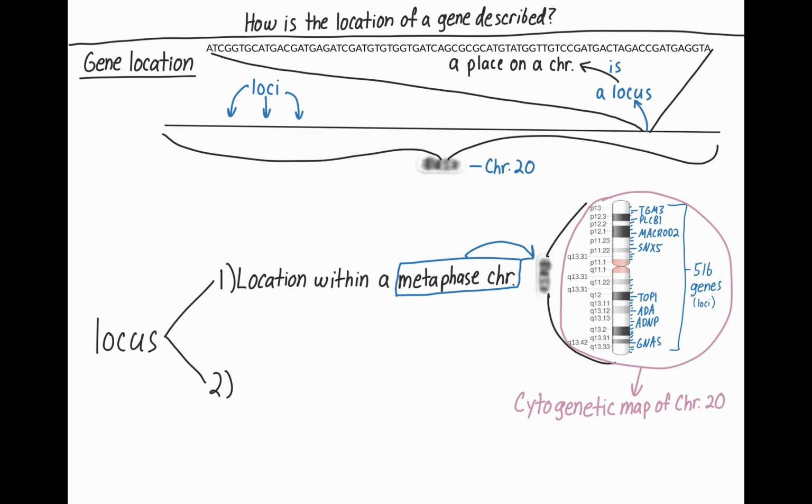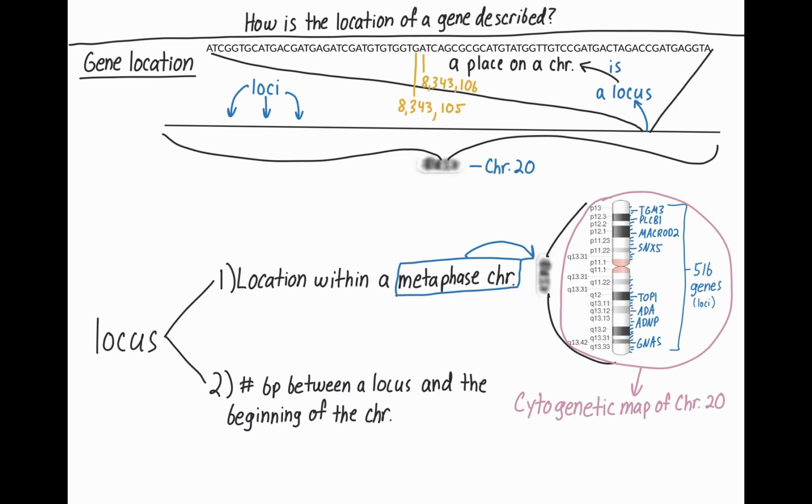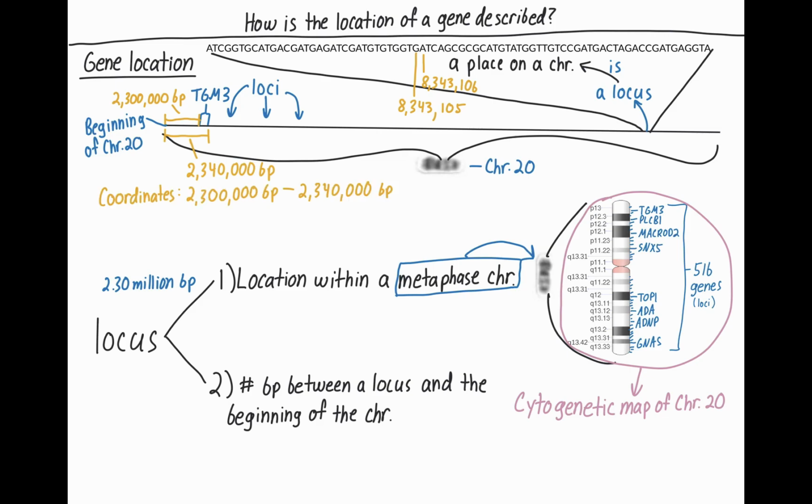Second, a locus can be described by the number of base pairs between that locus and the beginning of the chromosome. Each base pair in a chromosome is numbered, which provides a coordinate of each locus. For example, the TGM3 gene starts about 2.3 million base pairs from the beginning of chromosome 20 and ends about 2.34 million base pairs from the beginning of that chromosome. These coordinates mark the physical location of this gene.